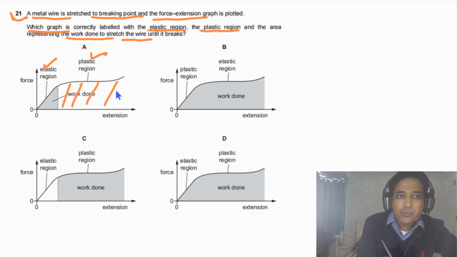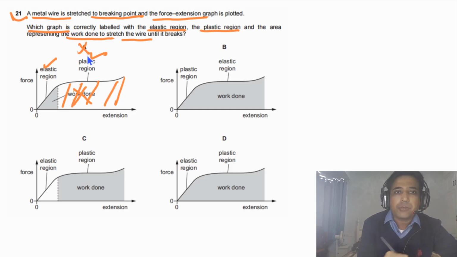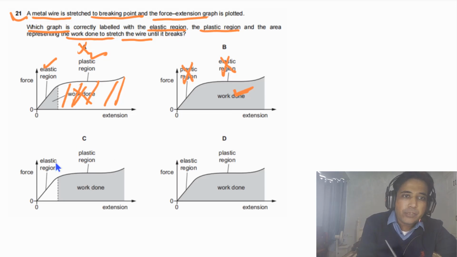Work done has to be the total area under the loading curve, so this one is incorrect, so option A is not possible. If you look at option B, this is representing the plastic region, this is incorrect. This has to be elastic. This is elastic, it has to be plastic. Work done, yes, this is the total area under the loading curve, so this is right. If you look at option C, plastic region, correct. Elastic, correct. Work done, no, this is incorrect. This has to be the total area, so this is also not a possible answer.